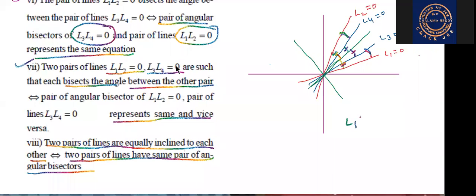Here L1, L2 is equal to one pair of lines. L3, L4 is equal to another pair of lines. These two pairs of lines have the same pair of angular bisector equation. Both have the same pair of angular bisectors. That is the meaning of that. Students, all of you understood now?